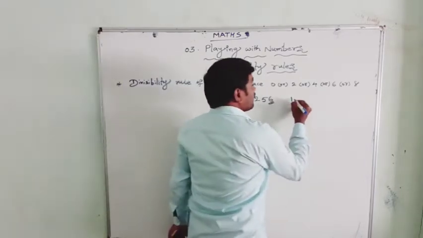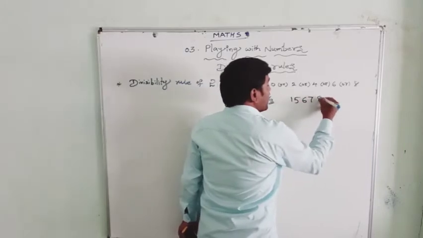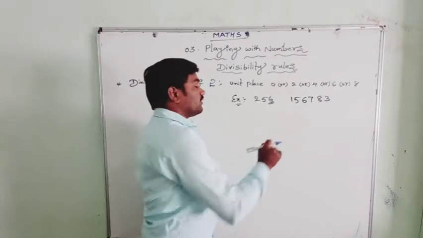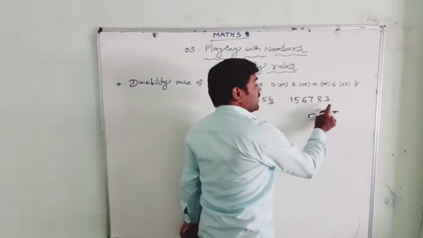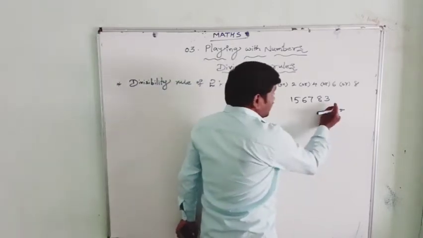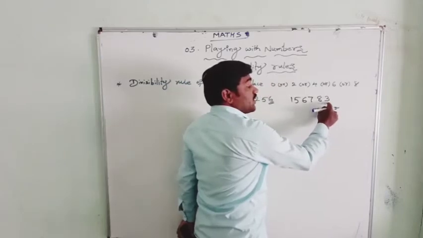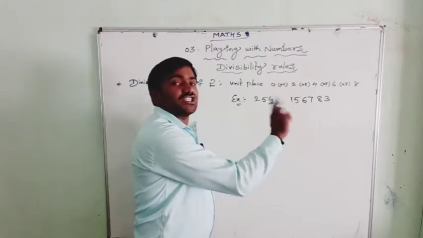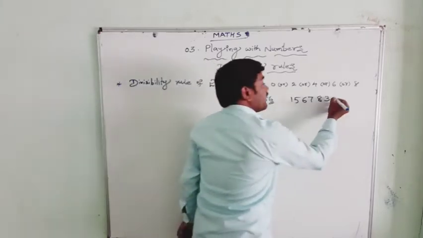Okay, let me give you another. 1, 5, 6, 7, 8, 3. Is this number divisible by 2? No, this number is not divisible by 2, because the unit place digit is not an even number, it is an odd number. So hence it is not divisible by 2.